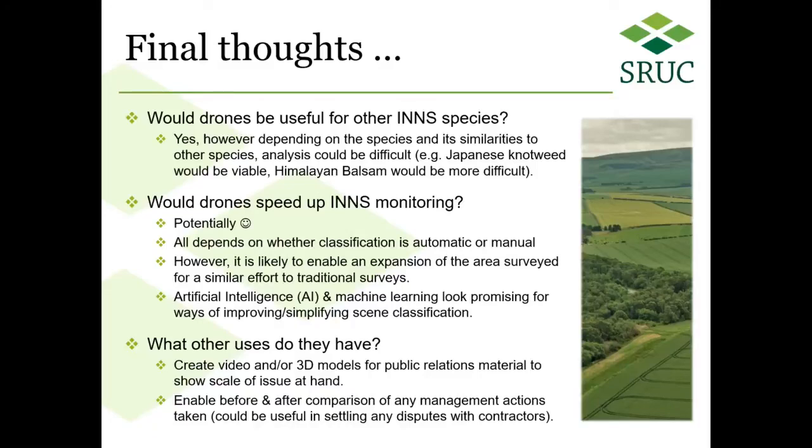Does it speed up monitoring? I've said potentially. It depends on how you're doing the classification, because if you do it manually, you're still going to be spending time poring over an image and drawing polygons around where you think the infestation is. As already mentioned, artificial intelligence and machine learning are potentially a promising aspect as well. But generally, it will always widen your survey area, so you'll always see a little bit more area than you would from the ground, with a similar amount of effort.